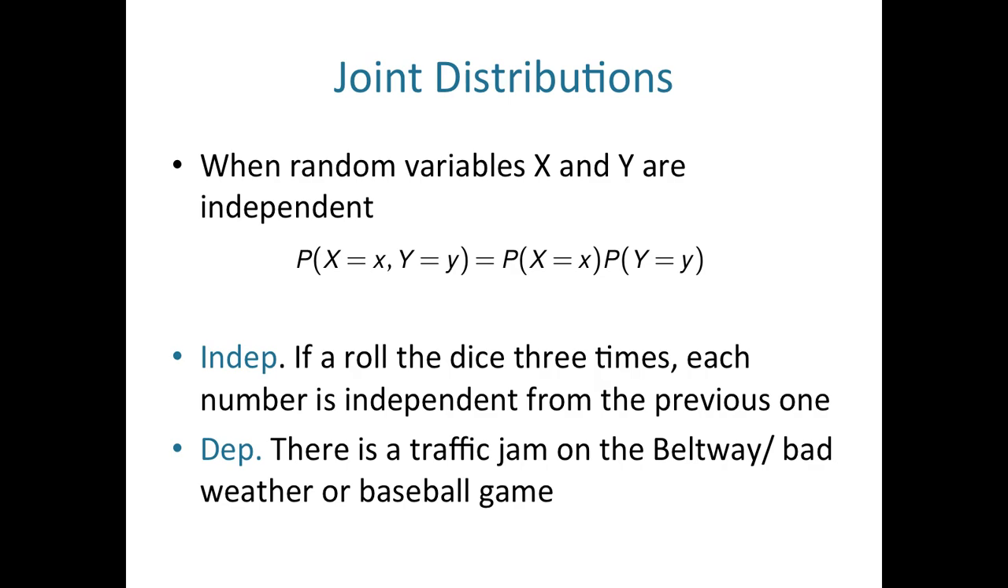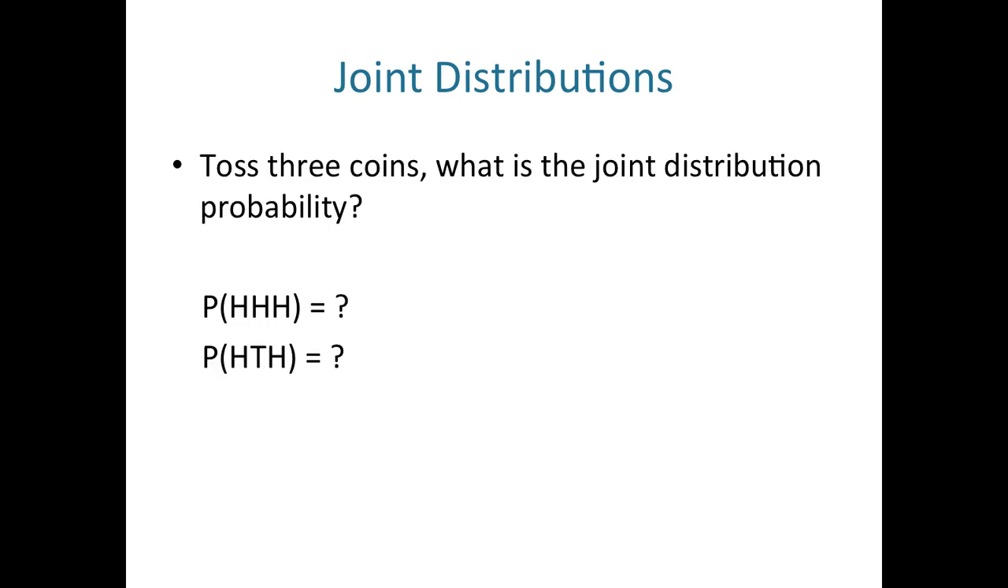However, we might have dependent events. For example, the fact that there's a traffic jam on the Beltway is probably highly related to the fact that there's either bad weather or a baseball game. In those cases, the joint distribution will be slightly more complicated, and we'll look into that at the end of the class. That's what we will be looking into: the chain rule, Bayes rule, and so on. But for the moment, let's assume that the events are independent.